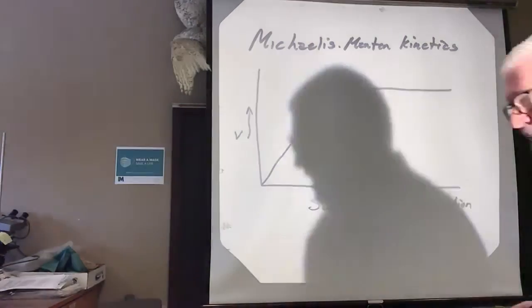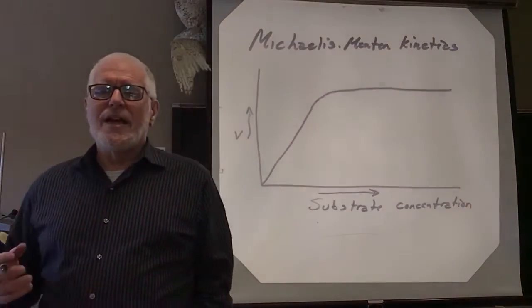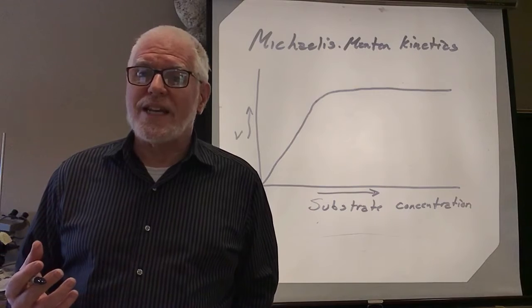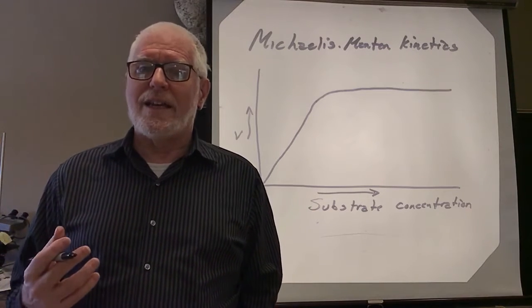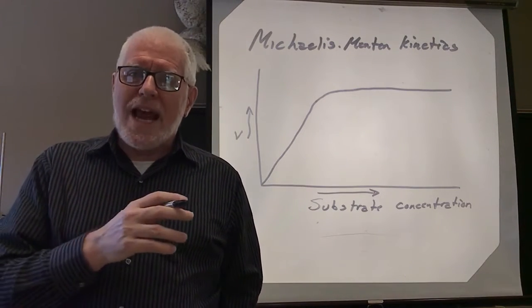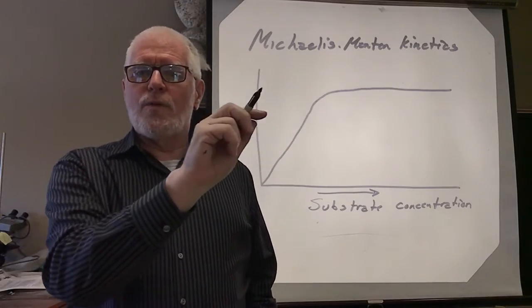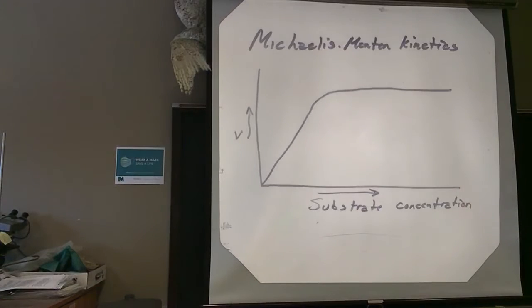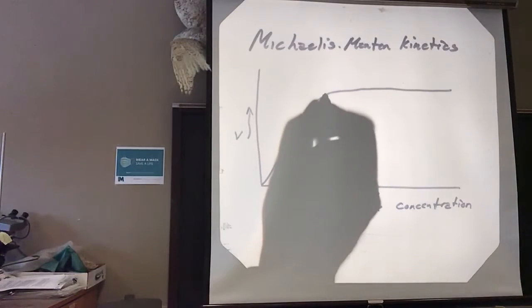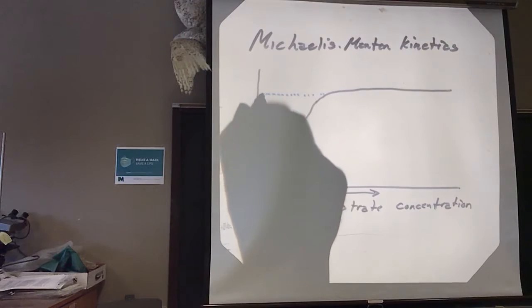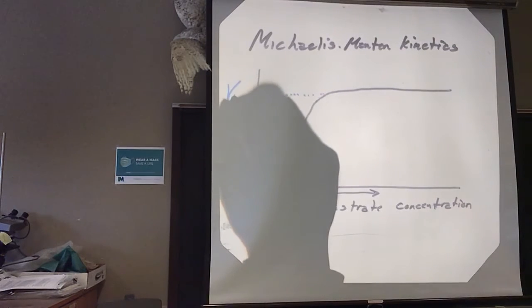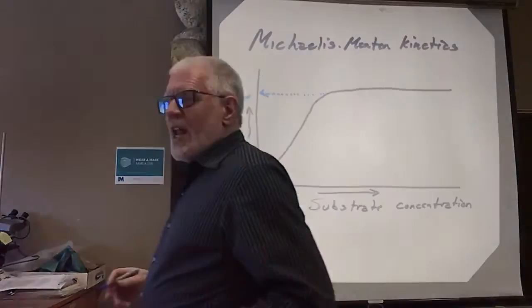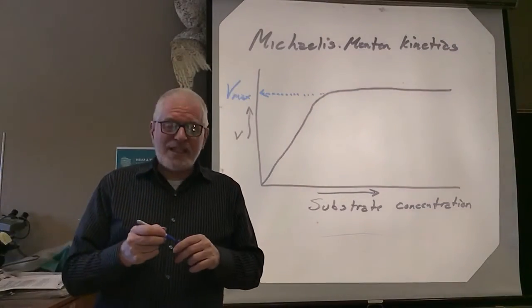And no matter how many more substrates you throw into the system, the enzymes are all busy all the time. They can't work any faster. They can't get the reaction to happen any better than it's reacting. And you connect that point over to your velocity line. That's the maximum velocity. That's as fast as you can get it to work.